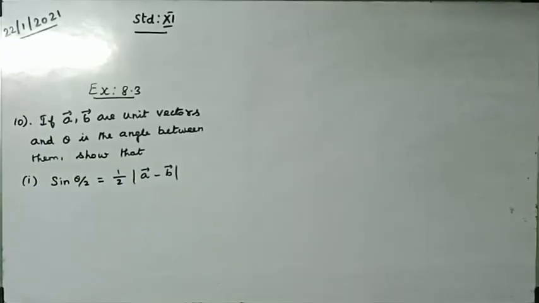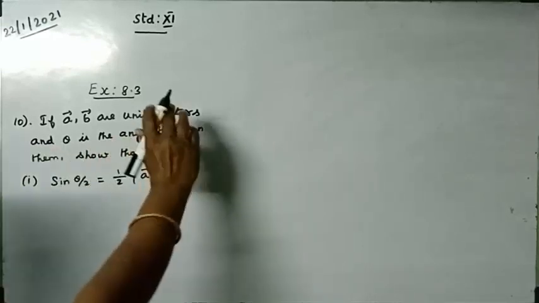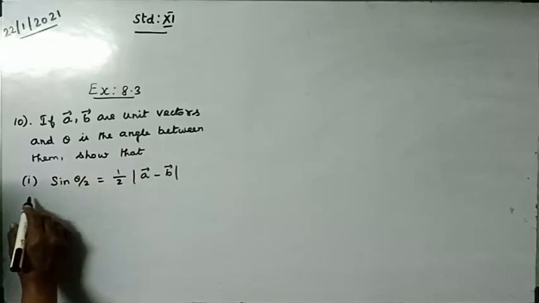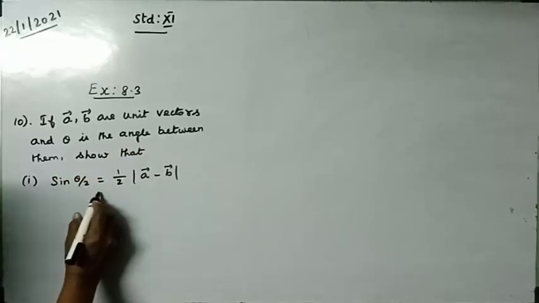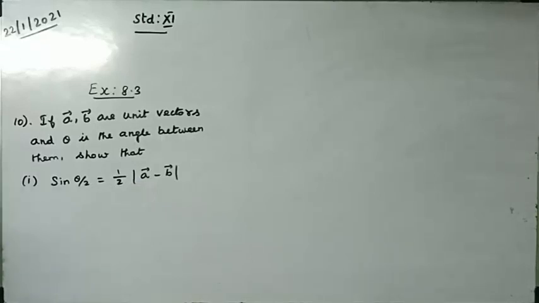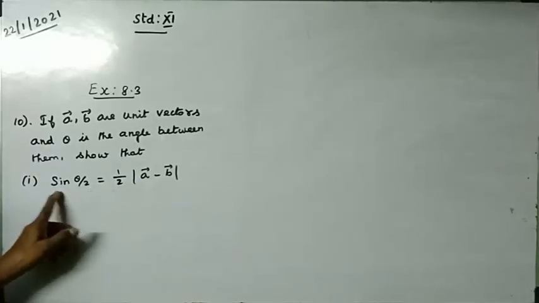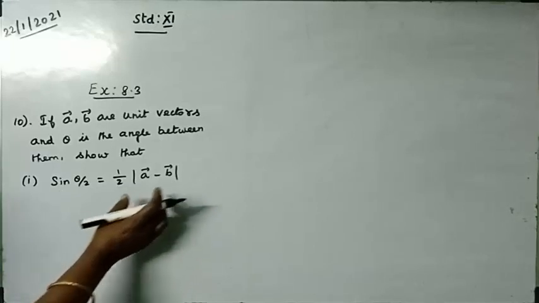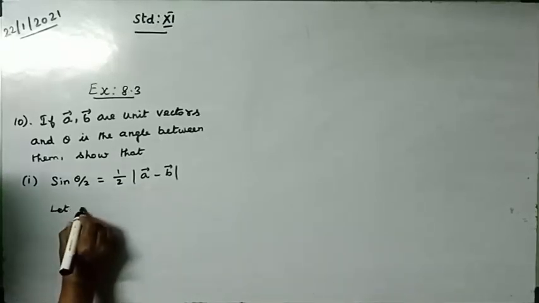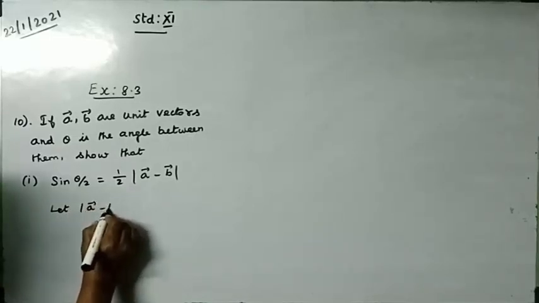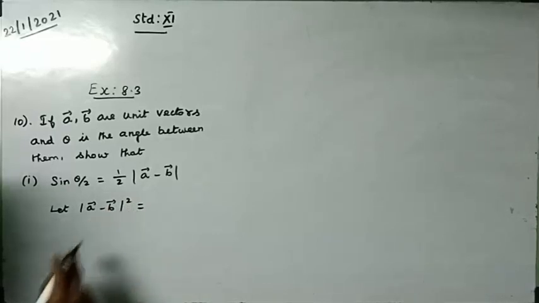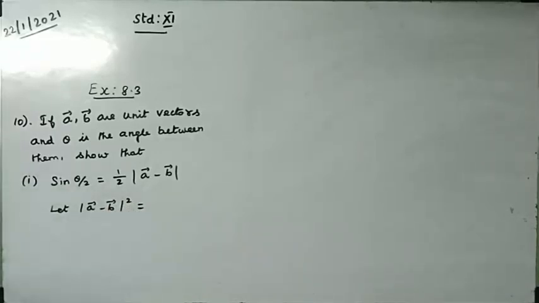Now question number 10. If A vector and B vector are unit vectors and theta is the angle between them, then show that first subdivision: sin theta by 2 is equal to 1 by 2 into modulus of A vector minus B vector. We will go from the right hand side to the left hand side. On the right hand side, we take only A minus B. So first, let modulus of A vector minus B vector the whole square be equal to the (A minus B) the whole square formula; let us substitute.